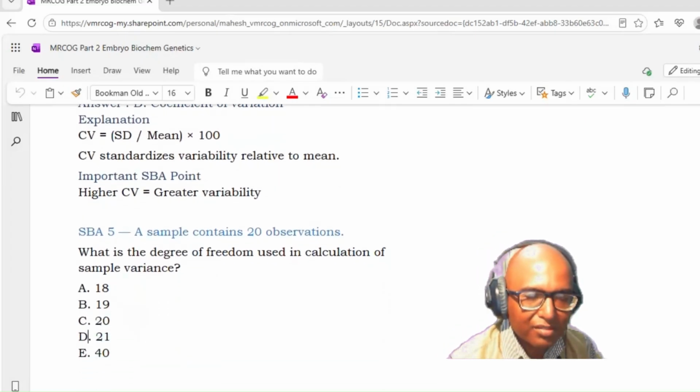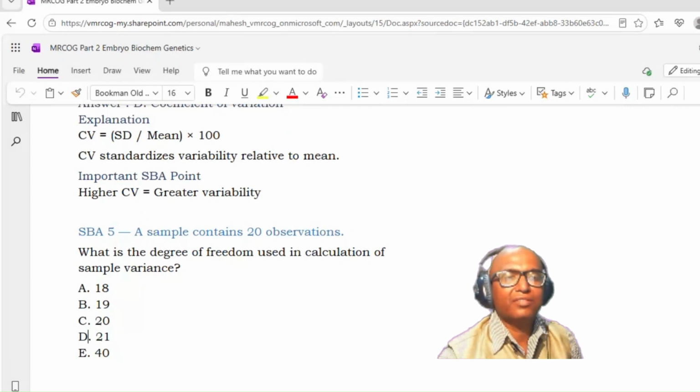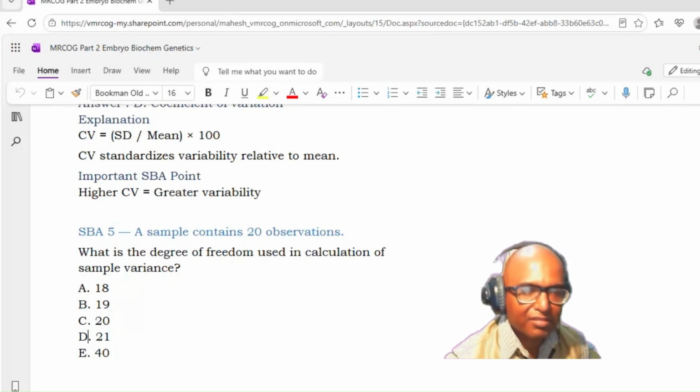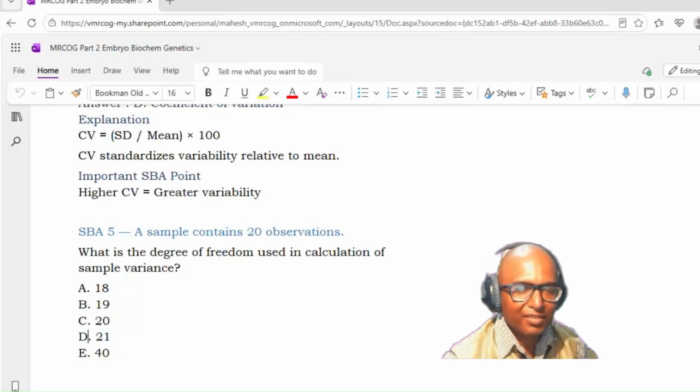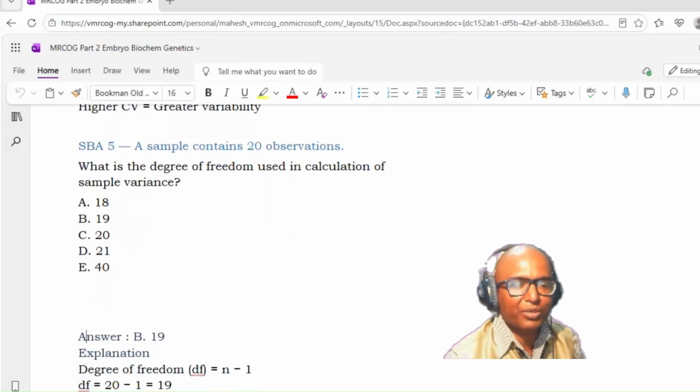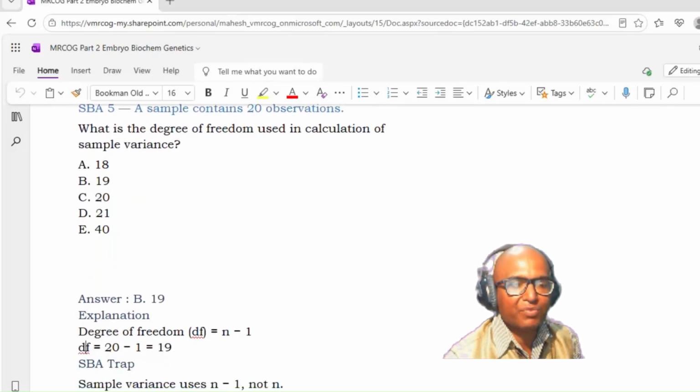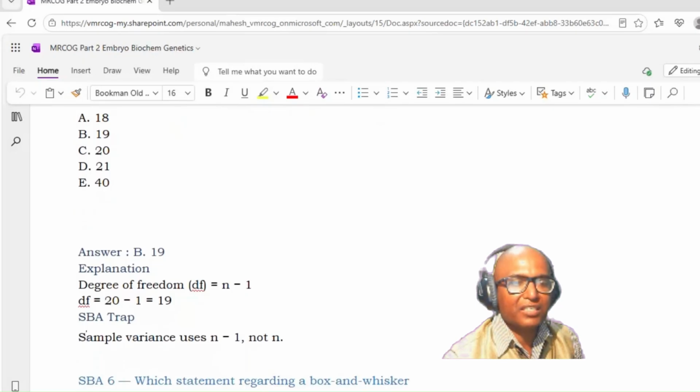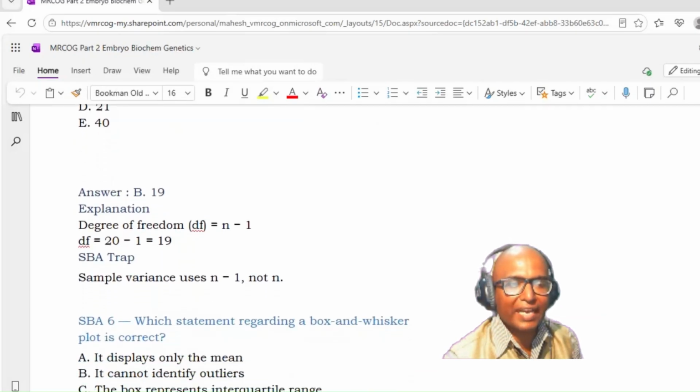A sample contains 20 observations. What is the degree of freedom used in calculation of sample variance? 19, sir. Option B. N minus 1. Degree of freedom is n minus 1. So 20 minus 1 is 19. Sample variance uses n minus 1 and not n. Remember, you have to use n minus 1 when it comes to the degree of freedom.